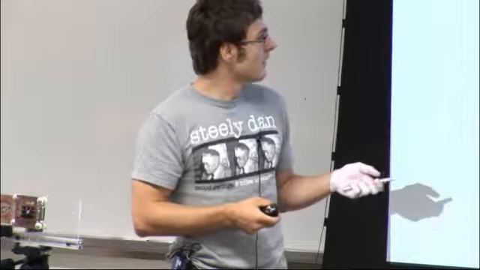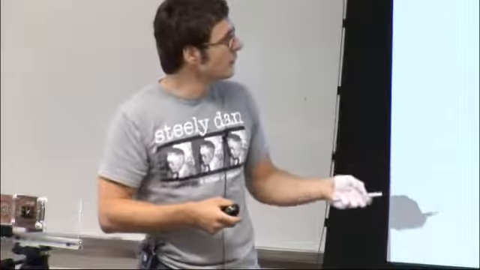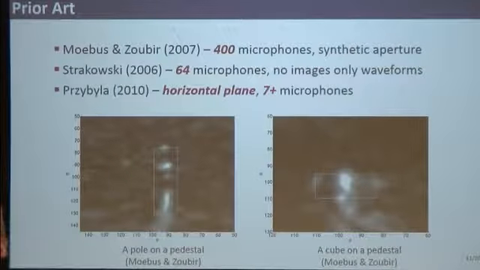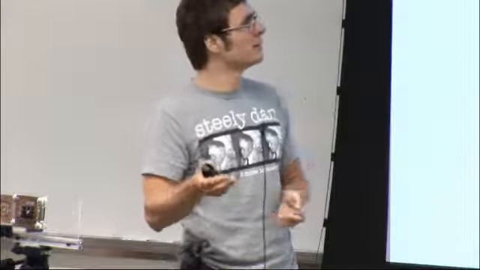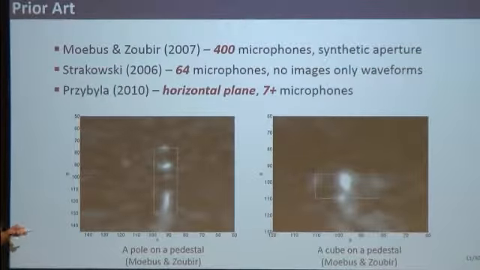What I'm showing here are two images from the paper by Moebus and Zubir. Here they were imaging a PVC pole, I'm not sure exactly at what distance, but I think it was 5 centimeters across, with 400 microphones. So this is the image that they obtain. And here they're trying to image a cubical object, at the same distance. You understand that specularity is a big problem. You see now what I was talking about when I was talking about the challenges of ultrasound. There is no way to get a reflection from this part of the pole, because it doesn't reflect back to the device. So keep these images in mind for later.